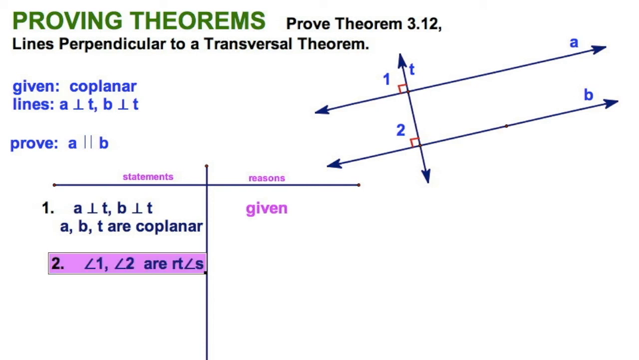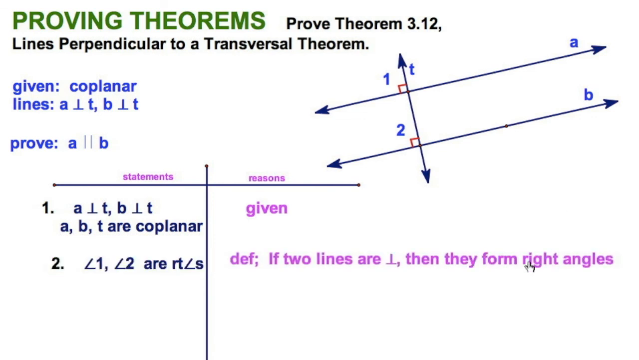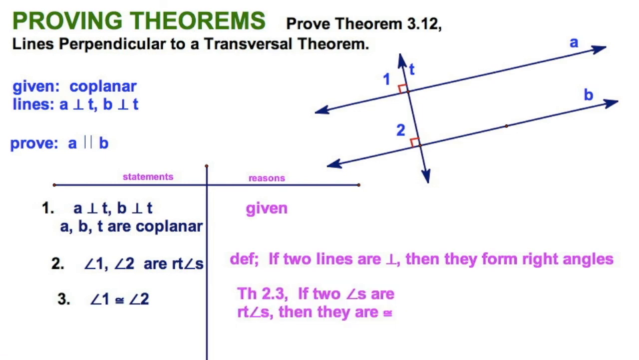I'm going to say that angles 1 and 2 are right angles. And I know that. I could use a definition, or I could use my new theorem that perpendicular lines intersect to form 4 right angles. That's our new theorem 3.9. Or I could just use the definition. And then I've got this: angle 1 is congruent to angle 2. We had a theorem a long time ago: if 2 angles are right angles, then they are congruent.